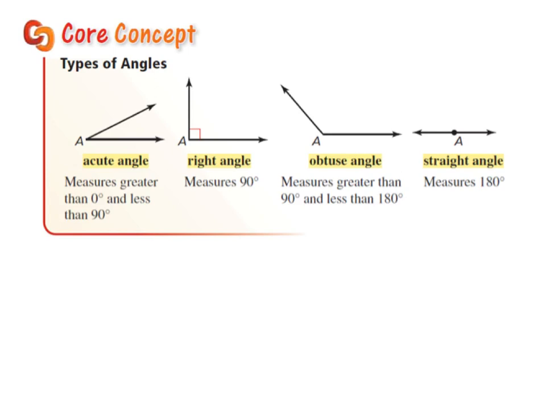And hopefully this slide here is a review for you. An acute angle is any angle that's less than 90 degrees. It's between 0 and 90. A right angle is exactly 90 degrees. An obtuse angle is between 90 and 180 degrees. And a straight angle looks basically like a straight line, and it always measures exactly 180 degrees.